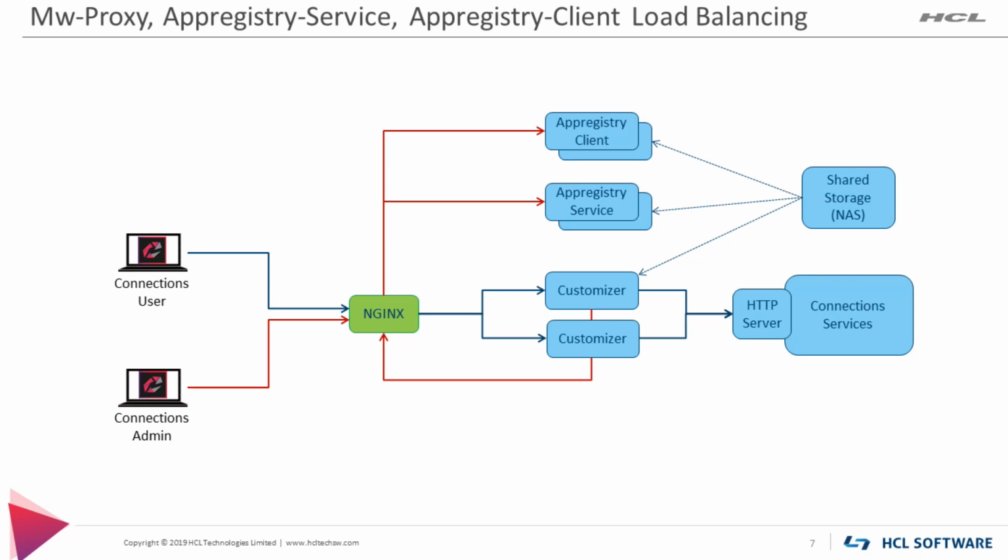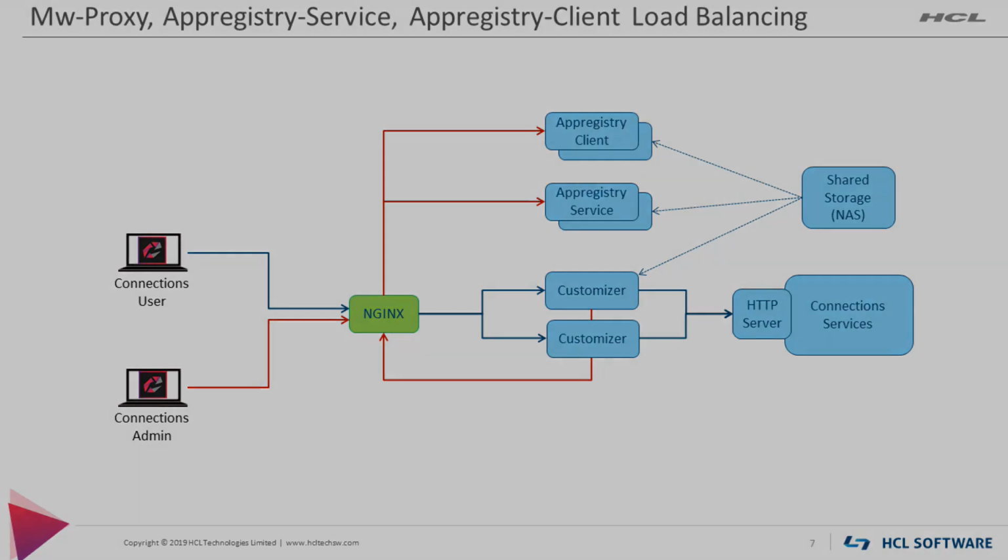Since Customizer also makes requests of the Appregistry service, we need to indicate in the Mw-Proxy configuration how to make use of Nginx for that purpose instead of the HTTP server. This was one of the enhancements made in the Mw-Proxy service and delivered in CR6 to support this model and is described on the next slide.